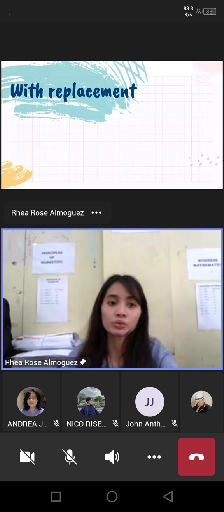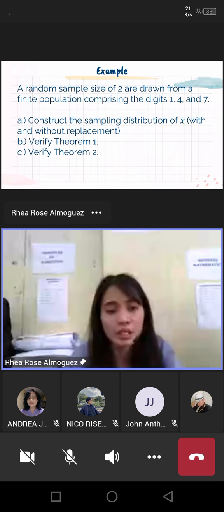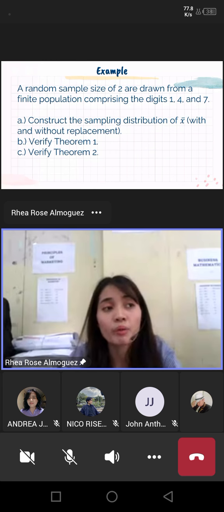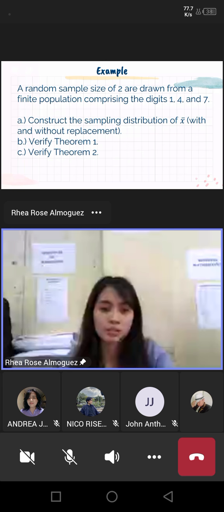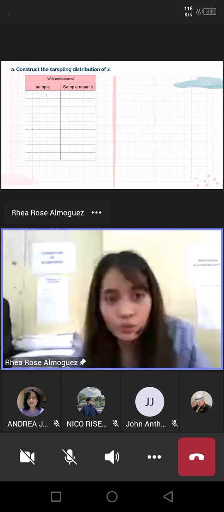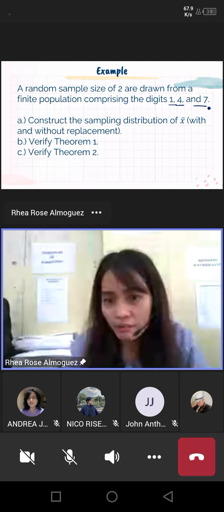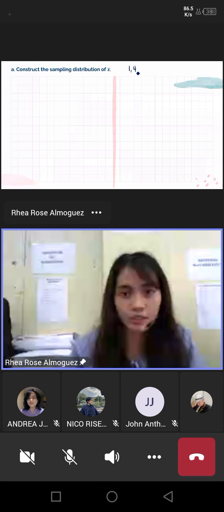So we have here the given problem. A random sample size of 2 are drawn from a finite population comprising the digits 1, 4, and 7. We're going to construct the sampling distribution with and without replacement, and we're going to verify theorem 1 and theorem number 2. Yung theorem 1 natin with replacement and yung theorem number 2 natin is without replacement. Ma'am, ano po ba pag sinabi natin with replacement? So, we have here, ano nga yung given natin? We have 1, 4, 7. Sample size natin ay 2.